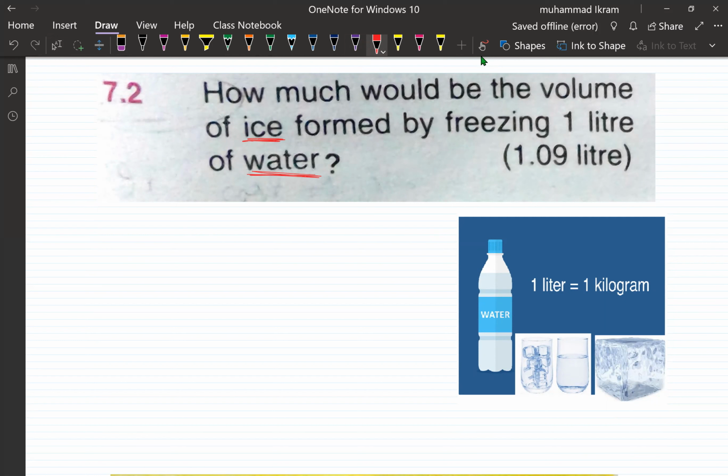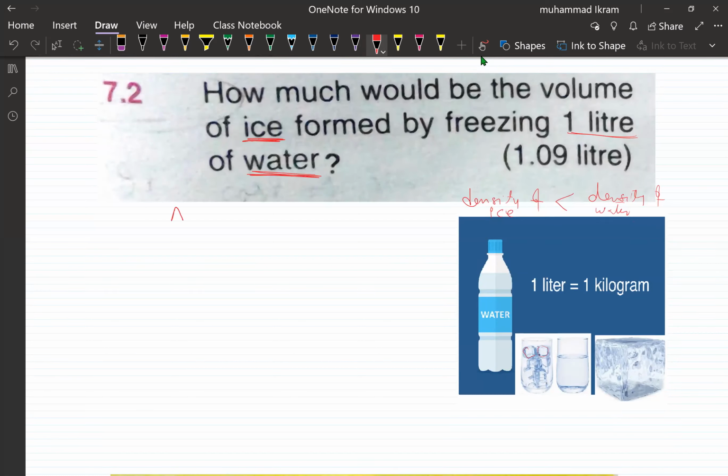Here you see, when you drop an ice cube in water, you know that the ice cubes are floating, right? That means that the density of ice is smaller than the density of water. So that is one technical point. Another one is that the volume is given in liters. So 1 liter of water is always equal to 1 kilogram. So they ask you how much would be the volume of the ice formed.